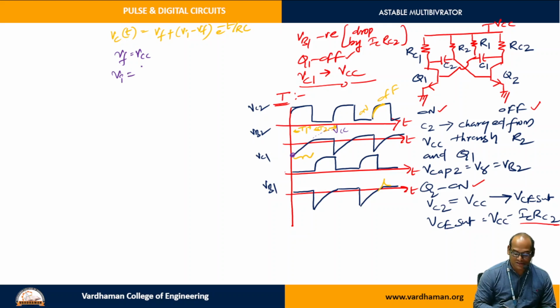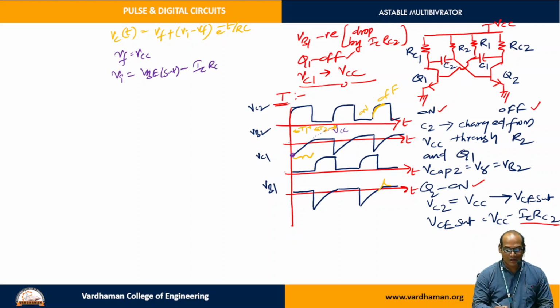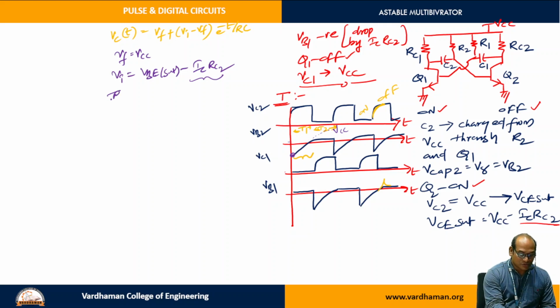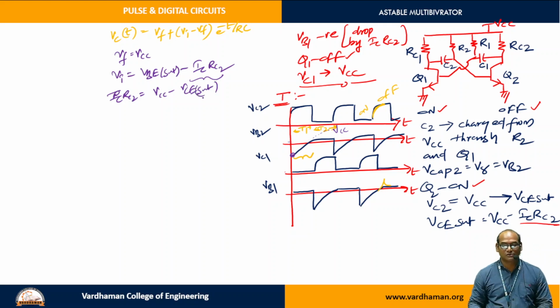What about V initial? If you see here, just before this one you have VB sat. From the VB sat there is a sudden drop, that is IC into RC2. This is what you need to observe. So this is a sudden change. But this IC into RC2 can be written from the output KVL equation like this: VCC is equal to VCE sat plus IC RC. This is the output KVL equation.